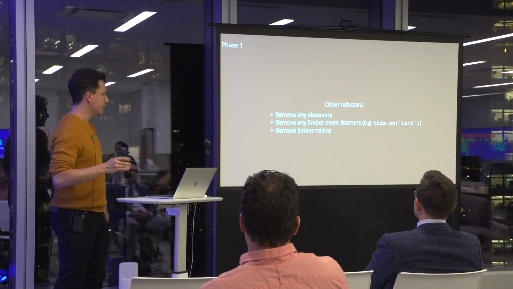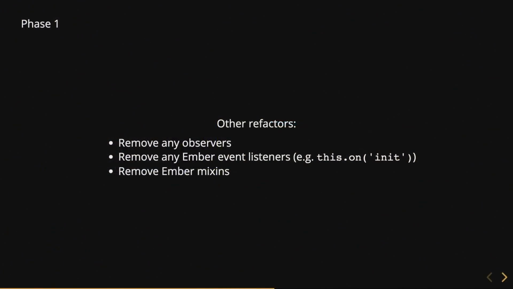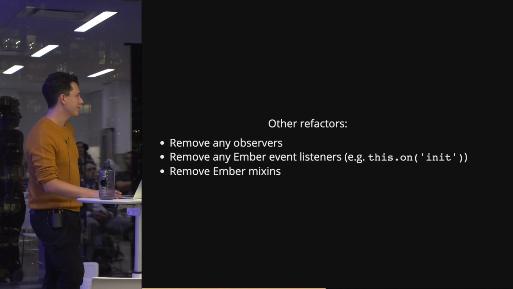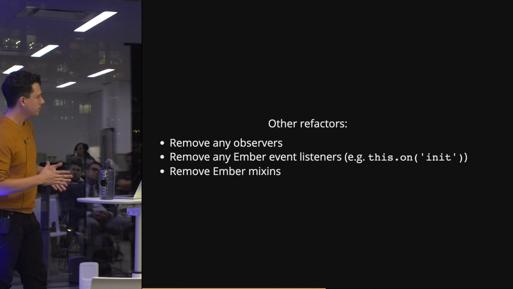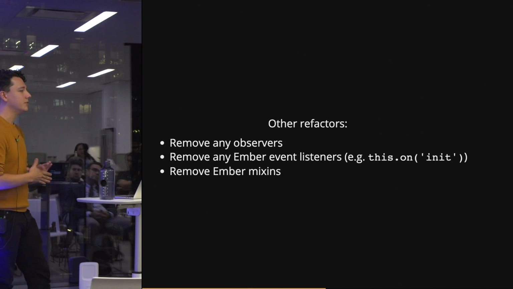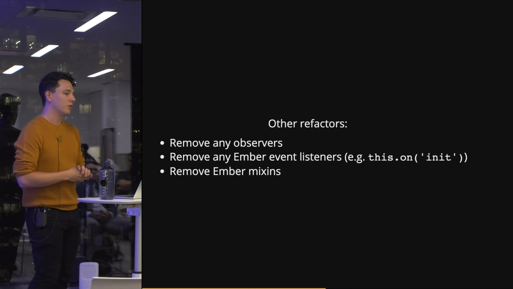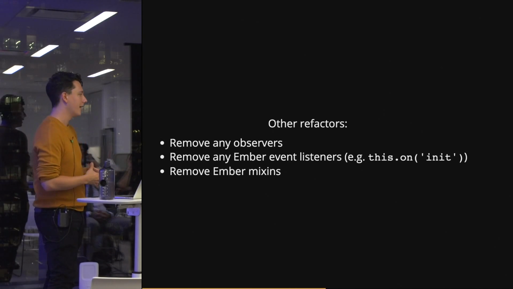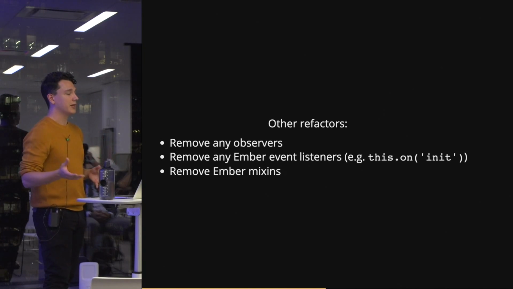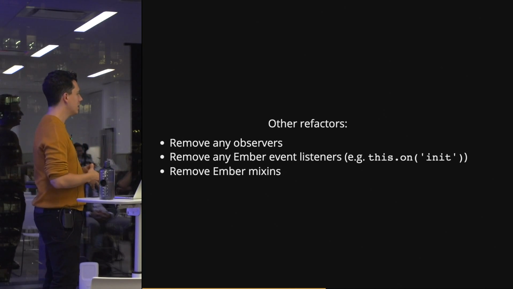There are a few other refactors you can do at this stage. You can remove any remaining observers. If you can replace them with auto tracking, I definitely think it would be a good idea. Also, Ember event listeners. In general, Ember doesn't really use eventing that much internally anymore. Certain parts of the router do a little bit, but it's not nearly as crucial as it used to be for the framework. So there actually is a deprecation RFC at the moment that has been having some discussion happen on it, and we'll see where that goes.